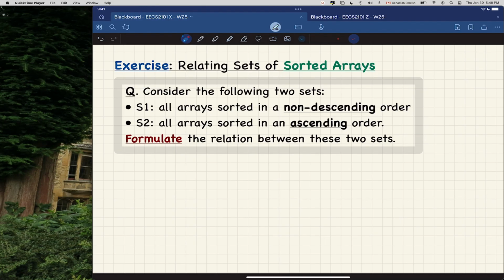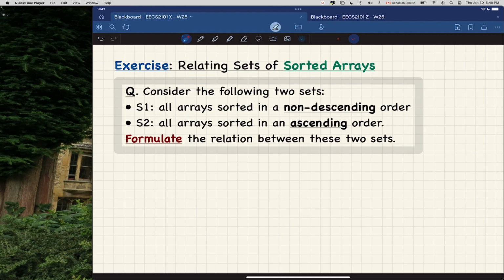Now we want to formulate the relation between these two sets. What would be the symbol to use? Or if you simply think there's no relation between them, maybe the intersection is simply empty. That's another way to say it. This is a very nice one to test your understanding about the definition. If you're still getting used to it, that's fine, but I just want to see if anybody would like to suggest anything.